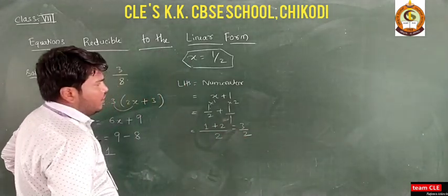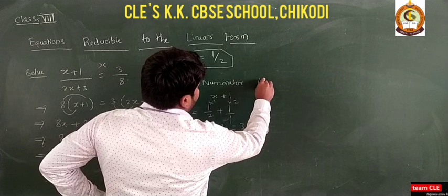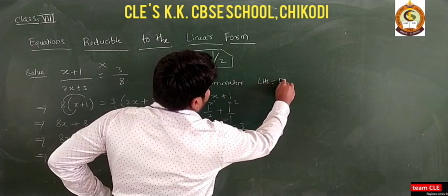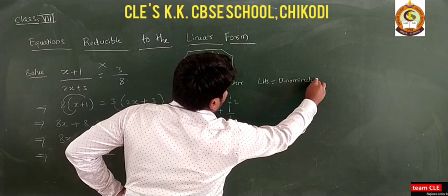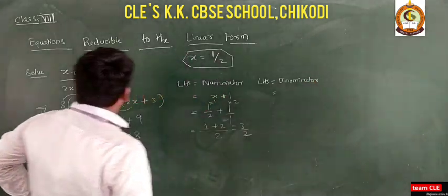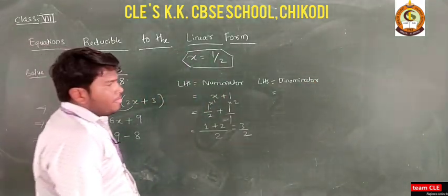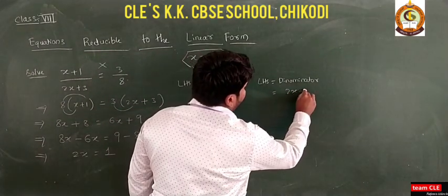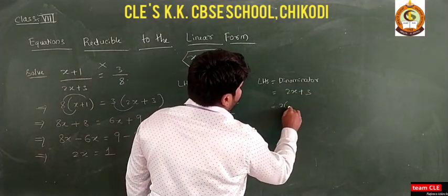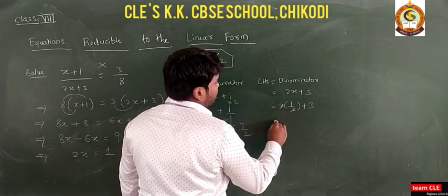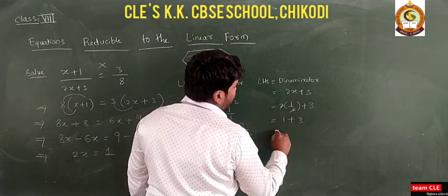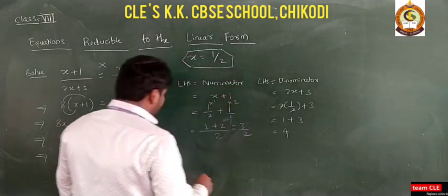So this is the numerator. Then similarly the LHS denominator. The denominator here is 2x plus 3. So 2x plus 3 means 2 into 1 by 2 plus 3. So the 2s get cancelled, so remaining is 1 plus 3, which is equal to 4.